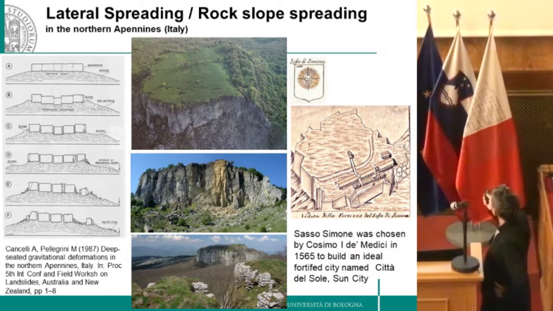So this is the situation of Sasso Simone, which is a slab of sandstones overlying clay shales at the bottom. And you see that all the features of lateral spread are visible in this picture. So you see trenches, you see some areas which are actually sliding in this direction, and you also see that the borders of the slabs are affected by other types of slope instability phenomena.